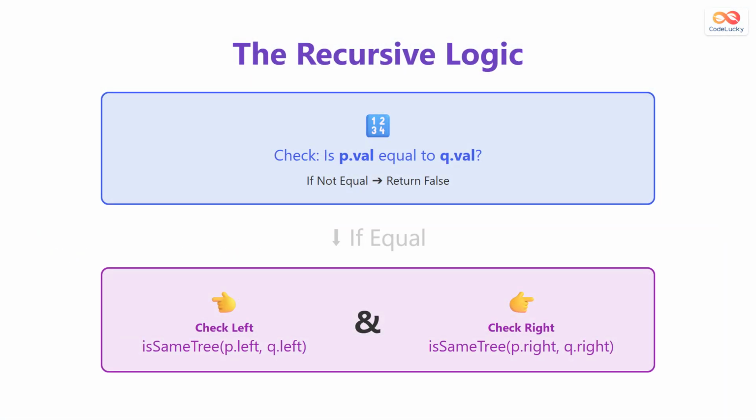If neither base case is met, we check the values. First, we compare the value of the current node P with the current node Q. If they are different, we stop and return false immediately. If they match, we proceed to check if the left subtrees are the same and if the right subtrees are the same. Both must return true for the result to be true.